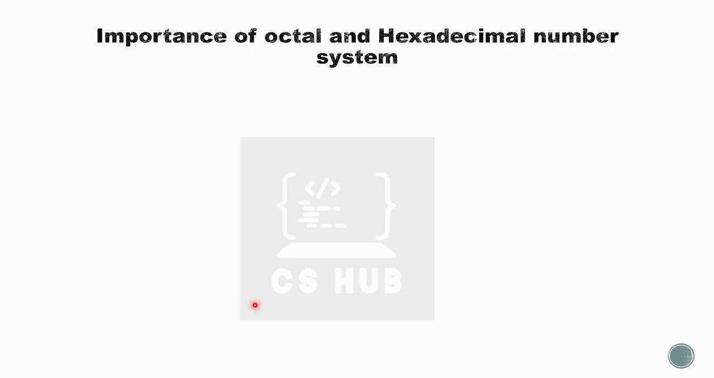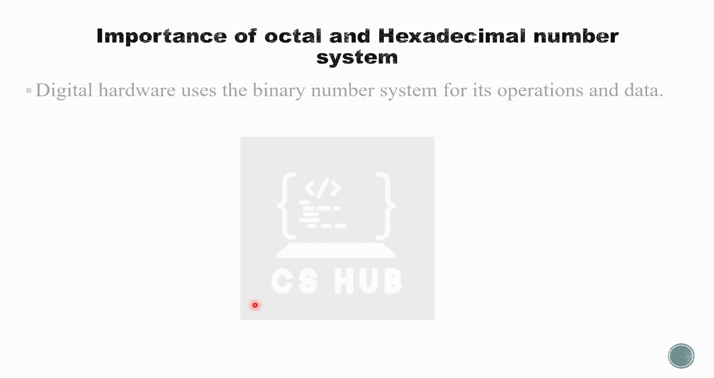Importance of octal and hexadecimal number system. So we know that the decimal number system is what we are using in our daily life, and the binary number system is used because computers understand only machine language, because it's an electronic machine, and it's 0 and 1, like electric on and off signals. Okay, on and off signals. So then what is the need of this octal and hexadecimal number system?